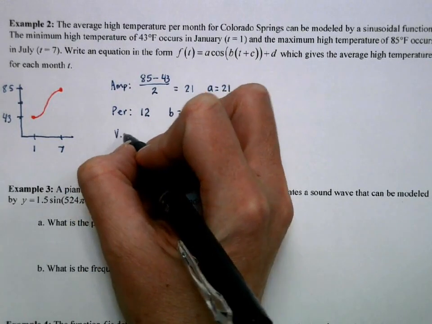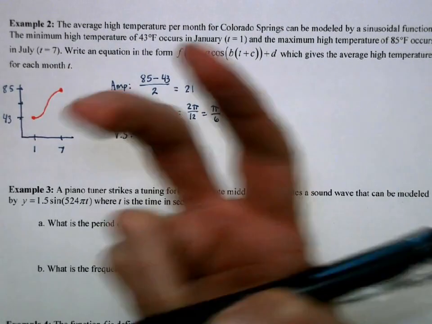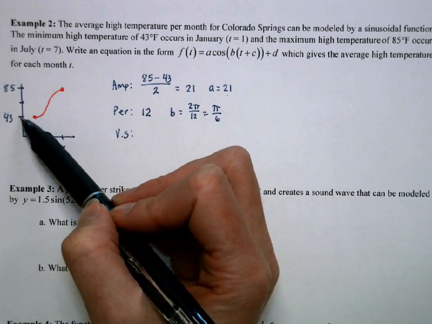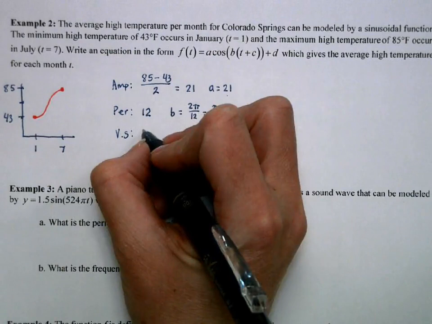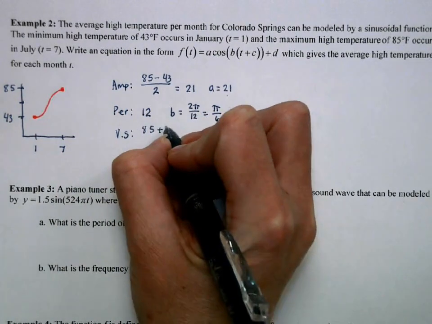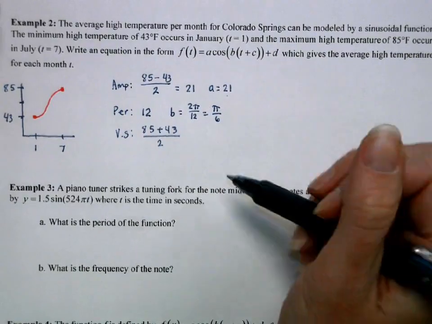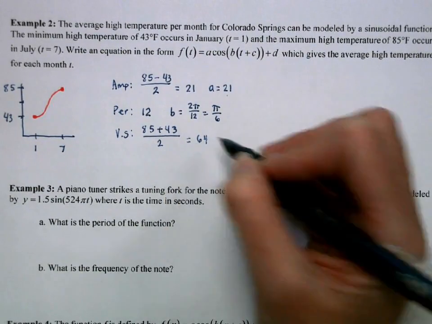My vertical shift, or my midline, there's a couple ways you can find this. I have the amplitude, so I can take the amplitude and add it to my minimum or subtract it from my maximum, or I can find the average of these two numbers. We'll get the same value either way. So if I add those together, we're going to get 128 divided by 2 is 64.